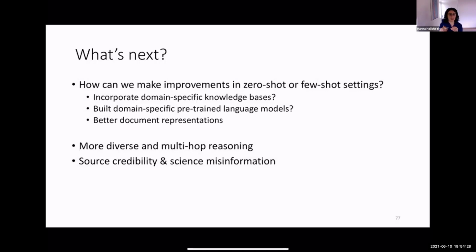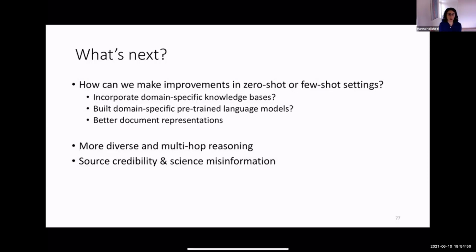Should we bring in domain-specific pre-trained language models? Should we have better document representations? Should we incorporate domain-specific knowledge bases that exist in the literature? These are important questions that we are not sure about. I would love for the community to work on these directions.